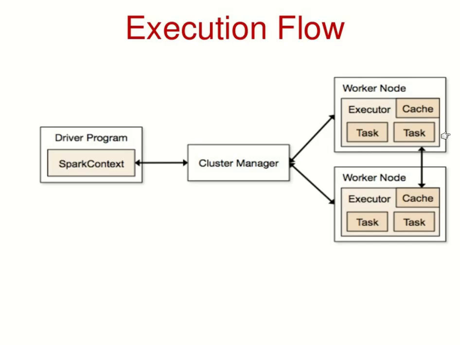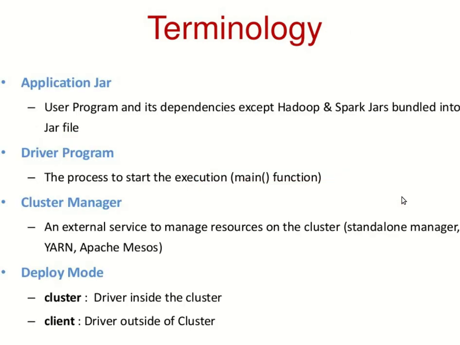The execution flow is that you have a driver program, which is where you send your job, and it will distribute it with the cluster manager to the worker nodes, where each worker node has an executor running tasks, and you also have the cache. So you talk to the driver program, or you are the driver program, you talk to the Spark context, and you send your jobs to the cluster. And this is the execution flow.